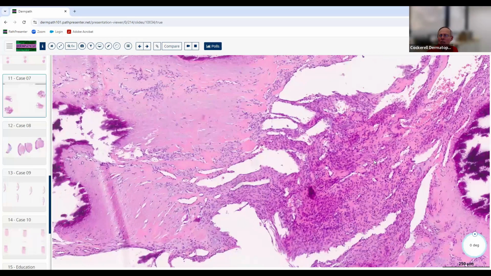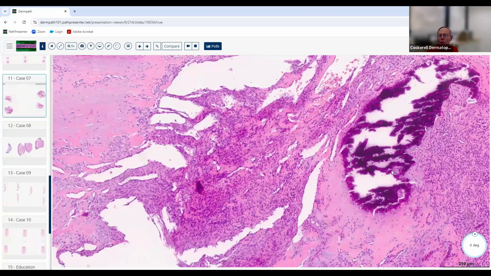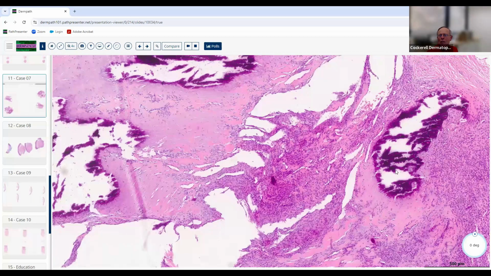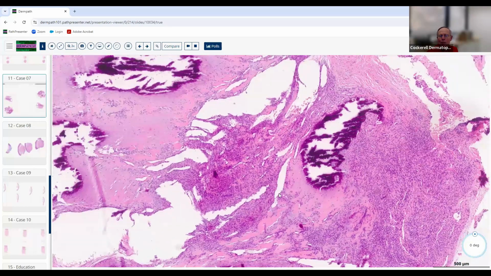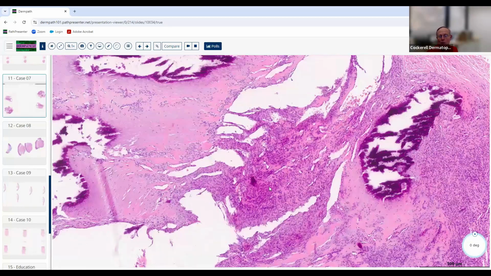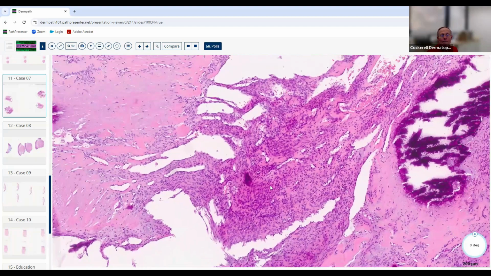The calcification, you don't have to see that. You can see it, but you don't have to see it. And it's just a relatively rare entity, but at least now you've seen one. And this is pretty prototypical for what they look like.